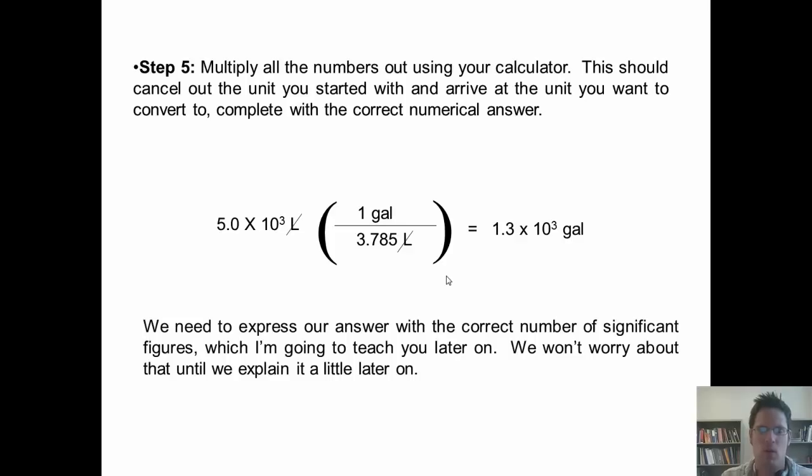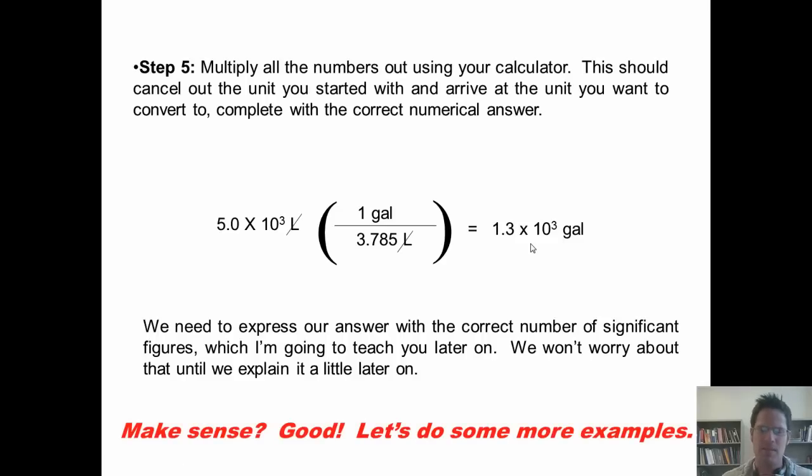Now, the final step is, of course, to express the final answer using the correct number of significant figures. We've actually discussed this already. You'll note that there are 2 significant figures in the original value, 4 in this measurement here, and because this is a multiplication problem, I'm going to end up with 2 significant figures in my final answer. So this answer, as expressed, is correct. Does that make sense? Good. Let's go ahead and do some more examples.